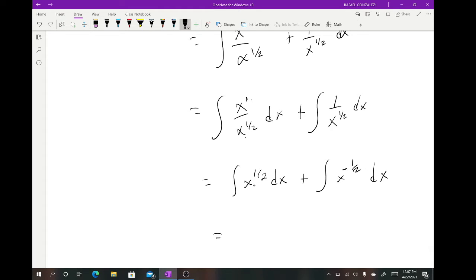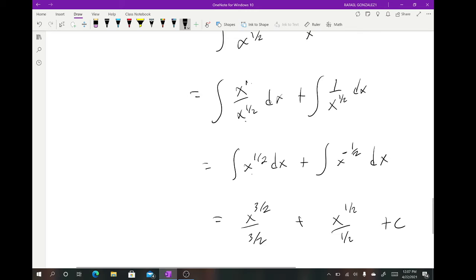So the antiderivative of x to the 1/2 is going to be x to the 3 over 2 over 3 over 2. We did this before. You add 1, so this is the same thing as adding 2 over 2, top and bottom, plus, and here we subtract 1/2 from 1, so it's going to be x to the 1/2 power divided by 1/2, because 1 minus 1/2 is 1/2, or negative 1/2 plus 1 is 1/2. And again, remember the plus c.